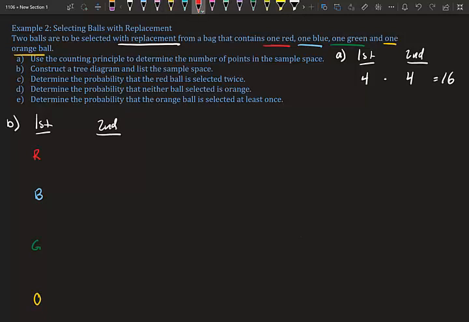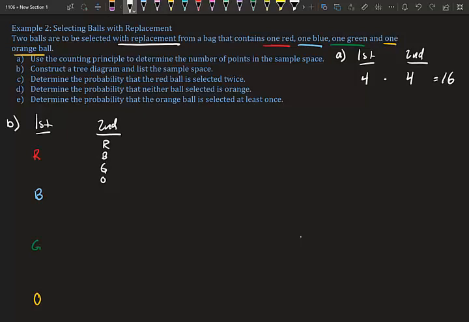So if we pick red, remember we're doing with replacement. So if I pick the red, it goes back in the bag. I can pick it again. So I have every possibility of picking. If I pick a ball and I'm putting it back with replacement, I have the opportunity to pick every single ball again. So our second pick could either be red, blue, green, or orange.